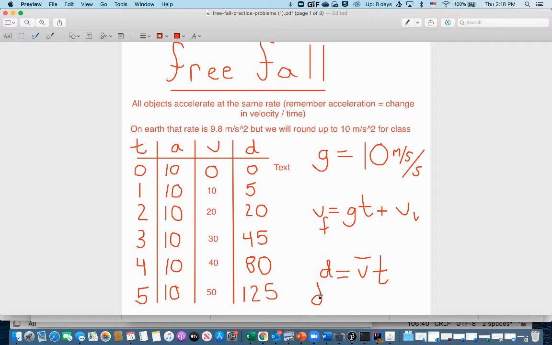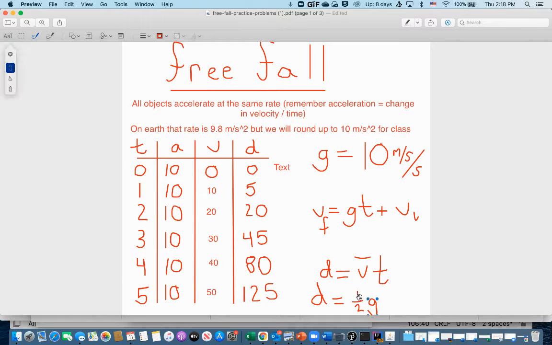Distance, and we talked about this already, this is just a nice little review here, is equal to, if I start from rest, it will always be 1/2 times my time squared times g. Now I said just times 5, right?